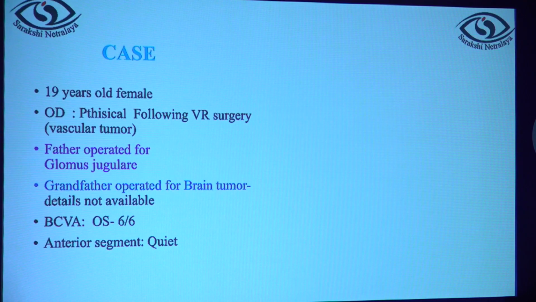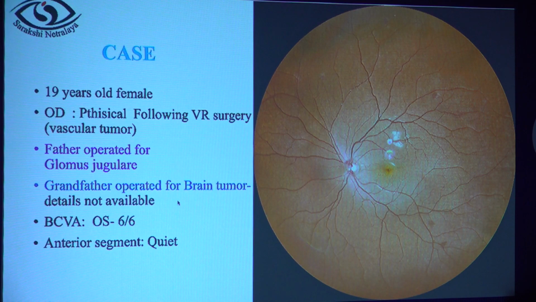This is another case, a young girl who had a phthisical eye in the right eye following a VR surgery for a vascular tumor. The history was significant. Father operated for glomus jugulare, grandfather operated for some brain tumor. We didn't have the details. And this was the picture. To the best of our eyes, I think we cannot pick up any lesion in this particular patient.